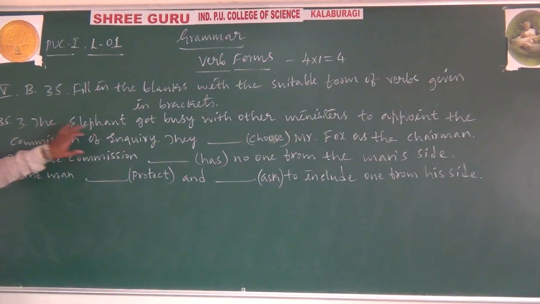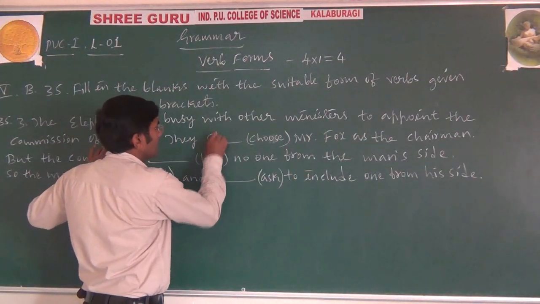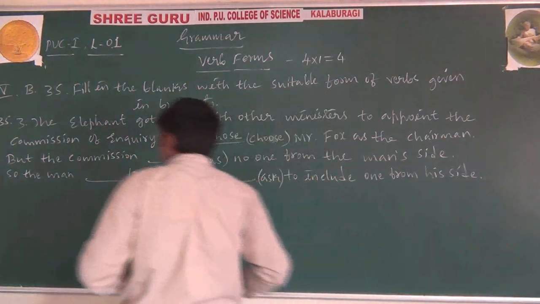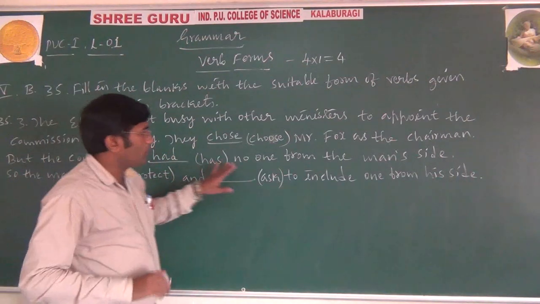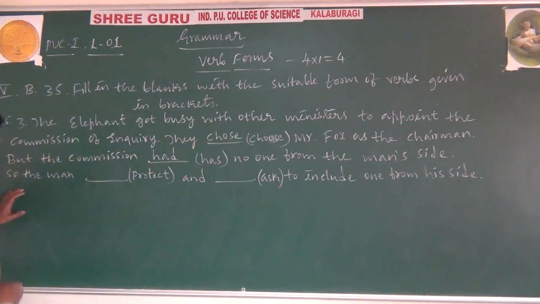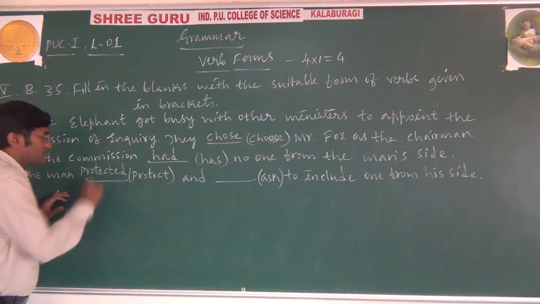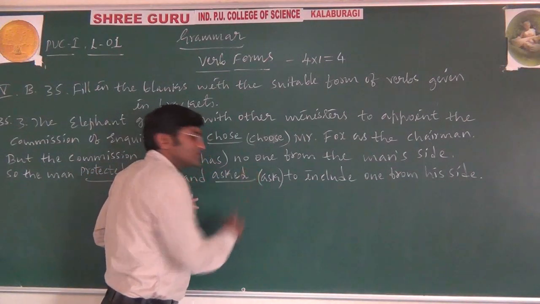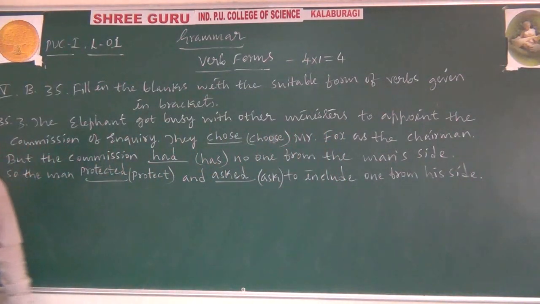Well, the elephant got busy with other ministers to appoint the commission of inquiry. They, simple present tense into simple past tense, they chose Mr. Fox as the chairman, but the commission had no one from the man's side. Next, the man protested, simple present tense into simple past tense, right? Protested. And asked, this is also simple present tense into simple past tense, and asked to include one from his side. Now, let us go to the next.